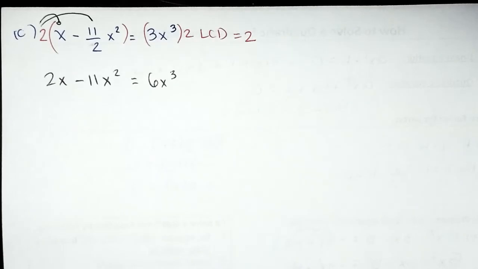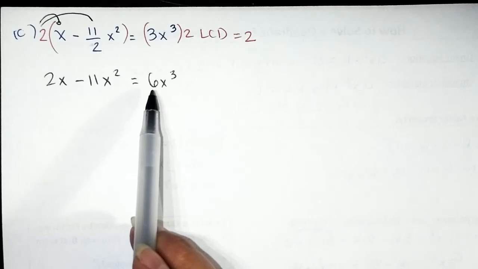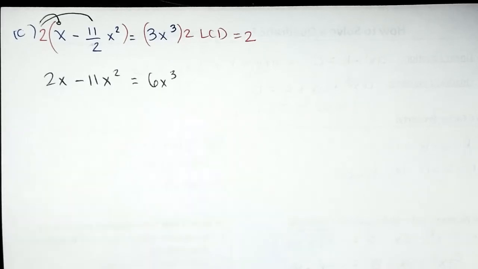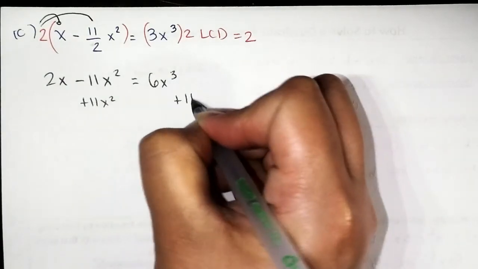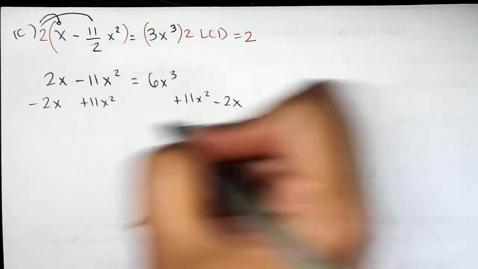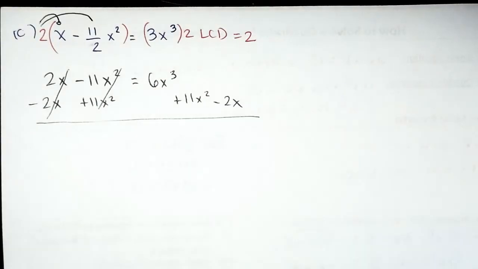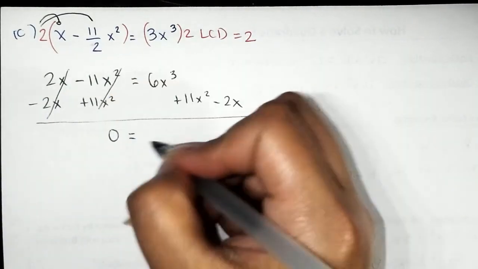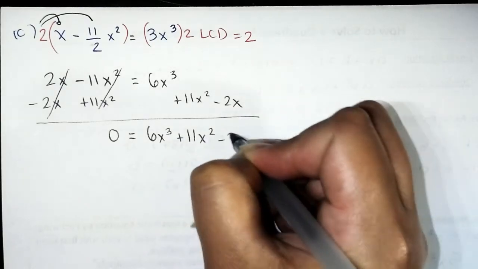So step number 1, set this equation equal to 0. Because the leading coefficient is positive, I'm going to shift all the terms to the right. So let's add 11x squared to both sides. And while we're at it, we'll move the 2x. Most of the time, I only move the terms one at a time. If there's a free column to line it up under, then I'll be a little adventurous and move more than one term. So that will leave us with 0 is equal to 6x cubed plus 11x squared minus 2x.